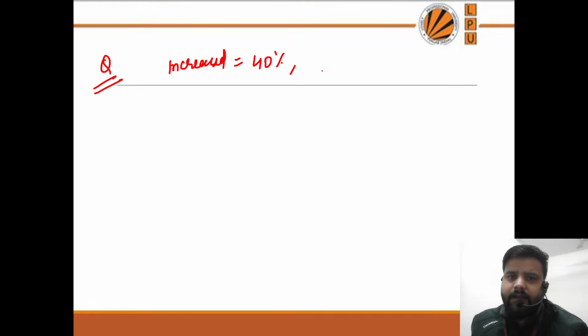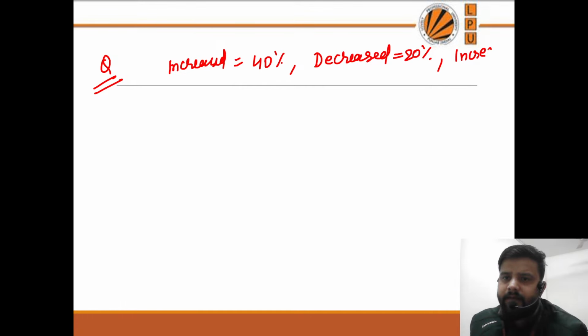Okay, I'm giving you a question, just answer it. The question is, your salary, let's say the price of something, is increased by 40% first, then it is decreased by 20%. So tell me, what is the final increase or decrease percentage?